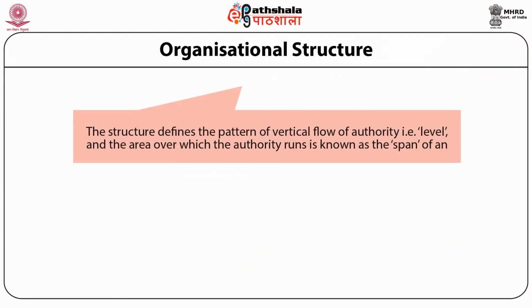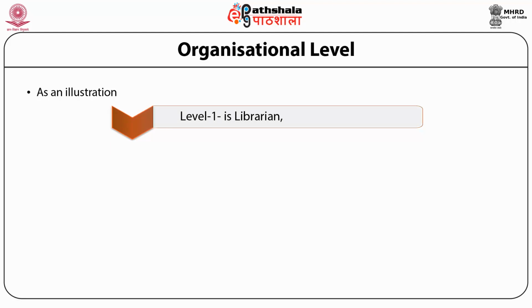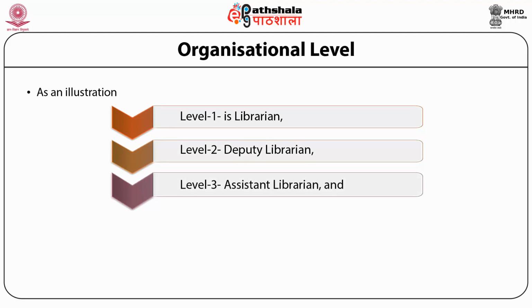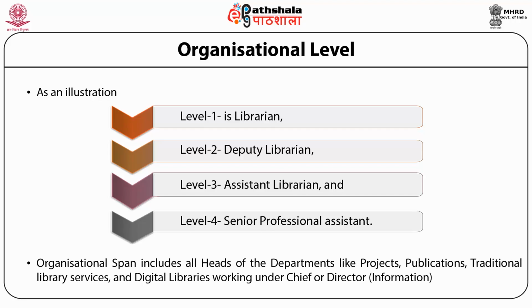What is organizational structure? The structure defines the pattern of vertical flow of authority, that's level, and the area over which the authority runs is known as the span of an organization. What is organizational level? As an illustration, level 1 is librarian, level 2 is deputy librarian, level 3 assistant librarian, and level 4 senior professional assistant. Organizational span, on the other hand, includes all heads of the departments like projects, publication department, traditional library services department, and digital libraries working under chief or director information.